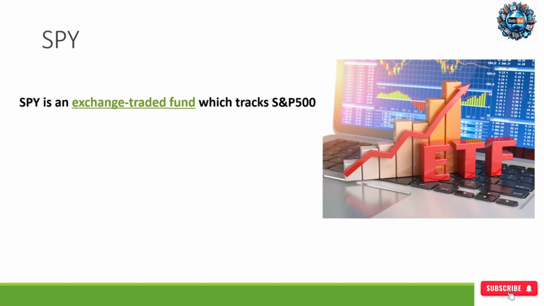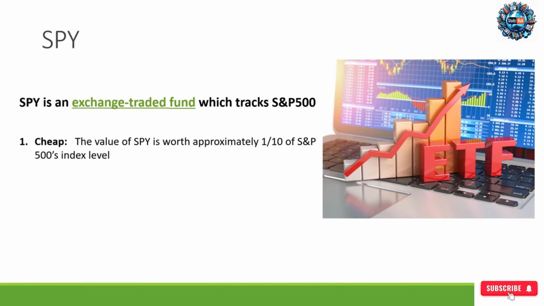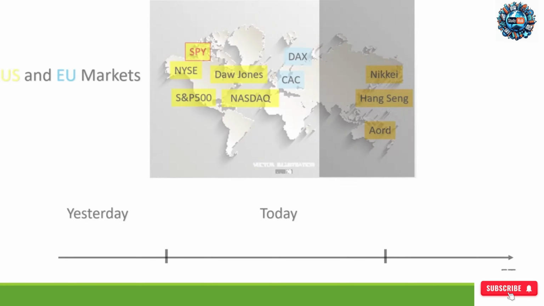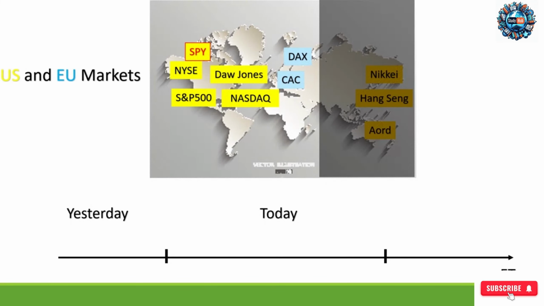The reason to choose SPY as a target to build a regression model is because it is very suitable for trading frequently. It is cheap. Each unit of SPY is worth approximately 1/10 of S&P 500 index level. To trade SPY, it requires very low fee ratios. Volatility of SPY is very high. 2 digits loss and gains rates appear often. We will predict daily price change of SPY when US market opens in the morning.